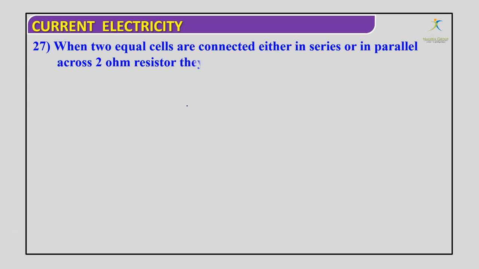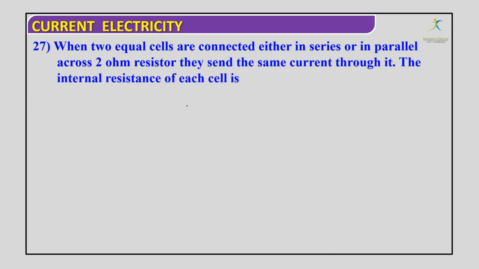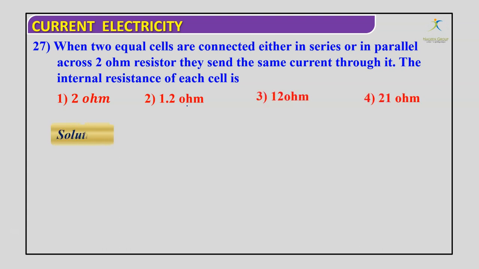Moving ahead with the next question. When two equal cells are connected either in series or in a parallel combination across a 2 ohm resistor, they send the same current through it. The internal resistance of each cell is: 2 ohm, 1.2 ohm, 12 ohm, 21 ohm. Move ahead with the solution part.